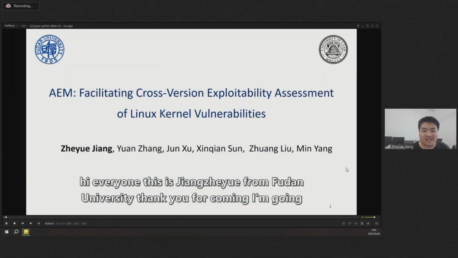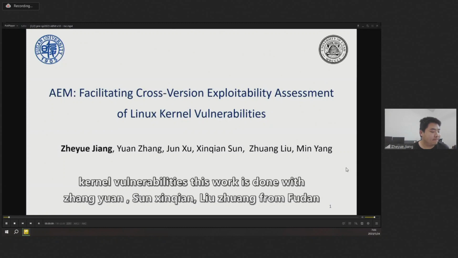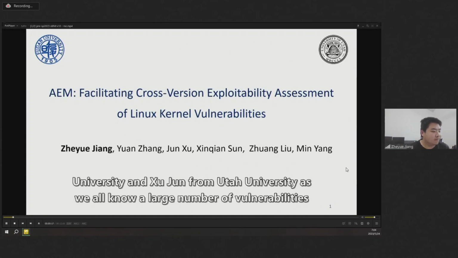Thank you for coming. I'm going to present our work, AEM: Facilitating Cross-Version Exploitability Assessment of Linux Kernel Vulnerabilities. This work is done with Zhang, Yuan, Xinqian, Zhuang, and Yang from Fudan University and Jun from Utah University.